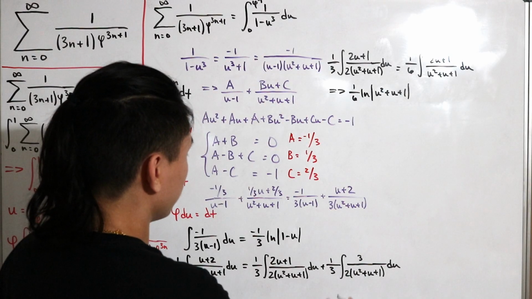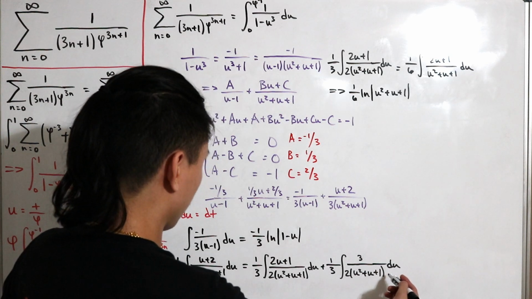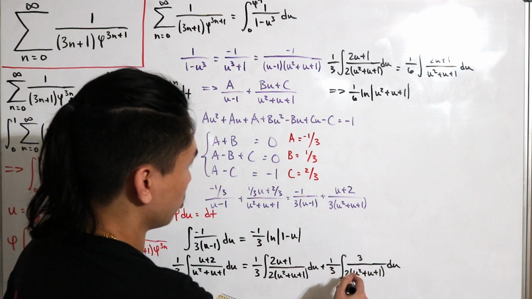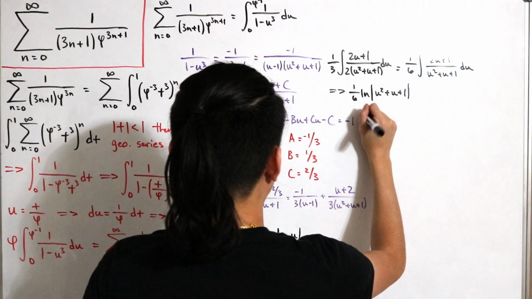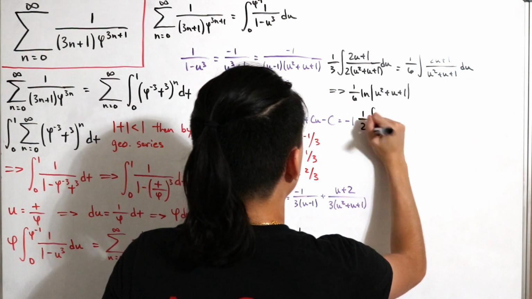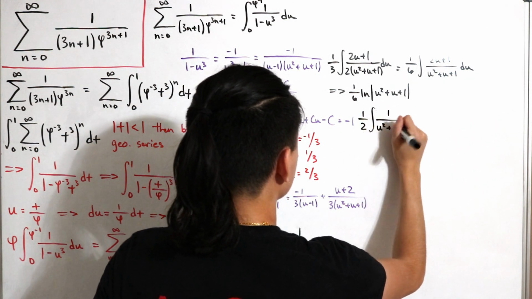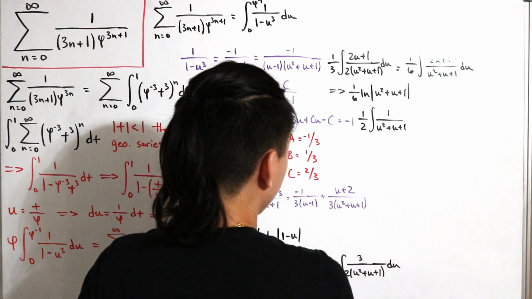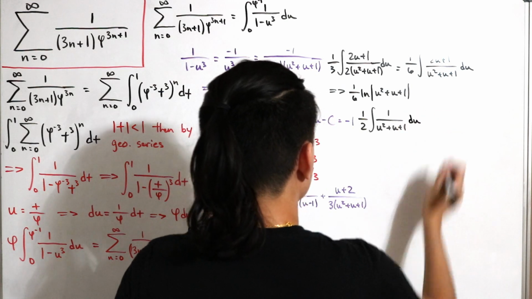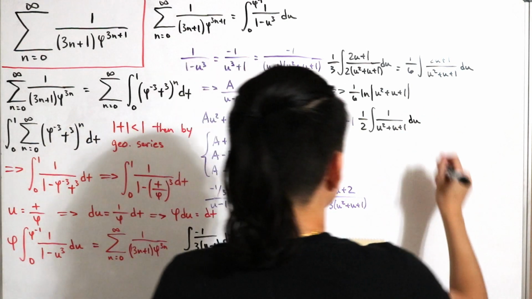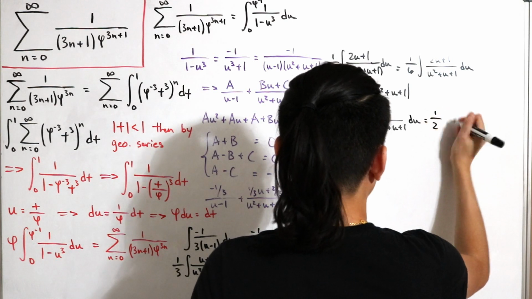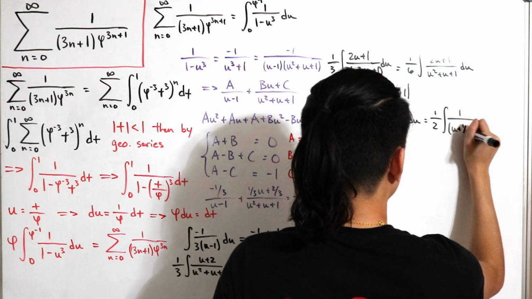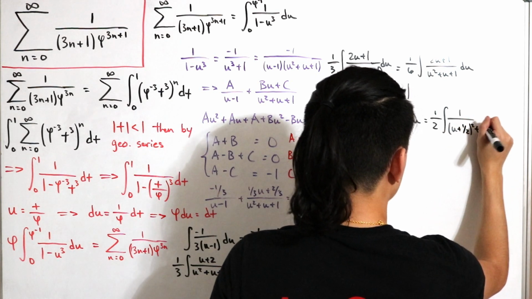Okay, so now the last part is we just need to integrate this function over here. So what I can do is, if I factor out the 3 over 2, then the 3's will cancel, so we're just left with 1/2 times the integral of 1 divided by (u squared plus u plus 1) du. But you'll notice that you can't really factor the denominator easily. So in other words, we have to complete the square. And by doing so, this will yield 1 divided by (u plus 1/2) squared, plus 3 over 4.